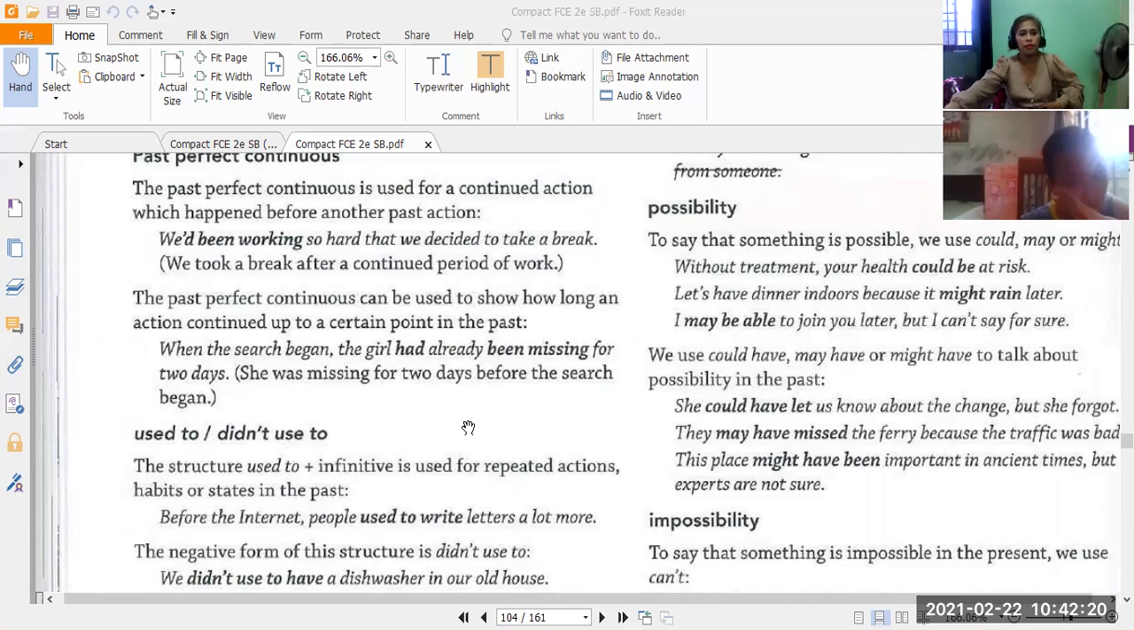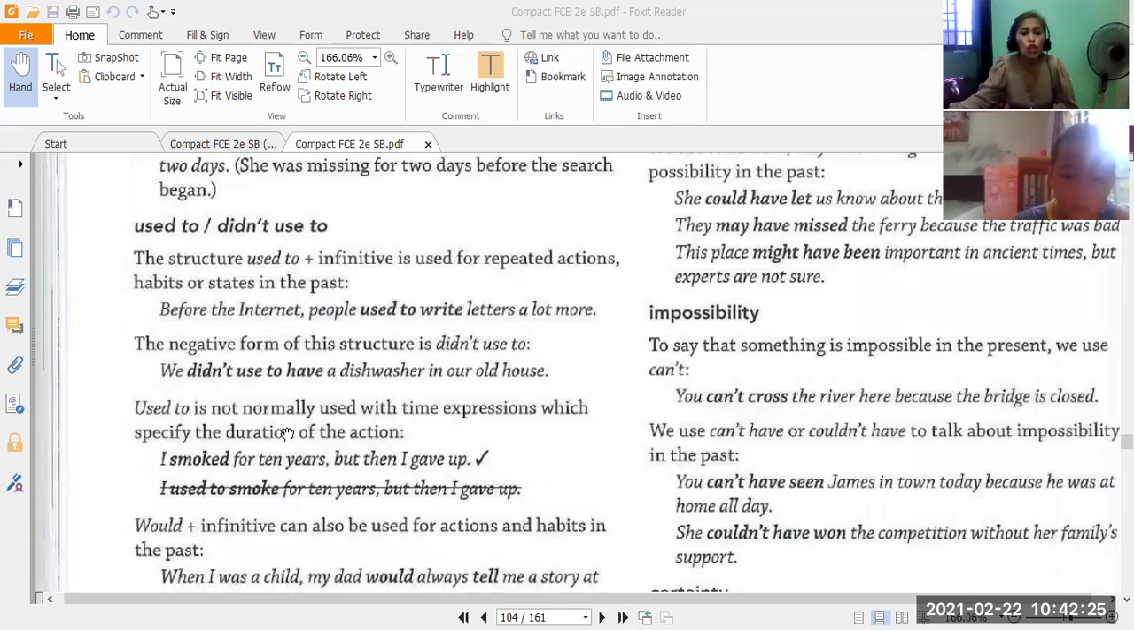Okay, next one here. Used to is not normally used with time expressions which specify the duration of the action. For example, I smoked for 10 years, but then I gave up. That's correct. You will not say I used to smoke for 10 years, but then I gave up. This is wrong.